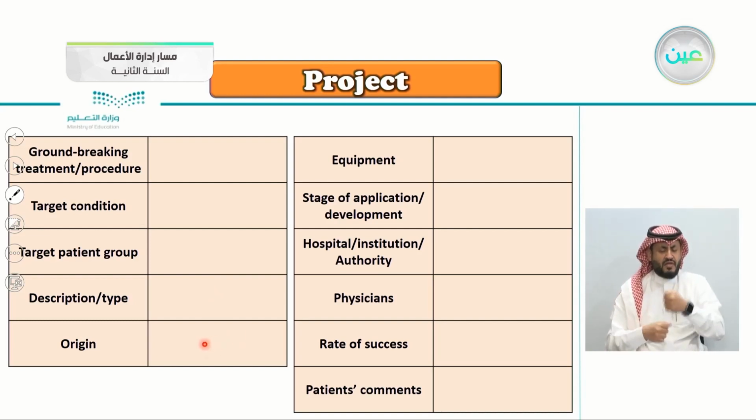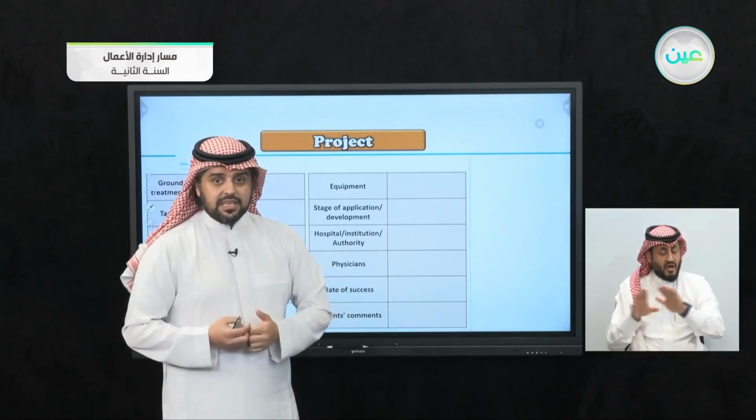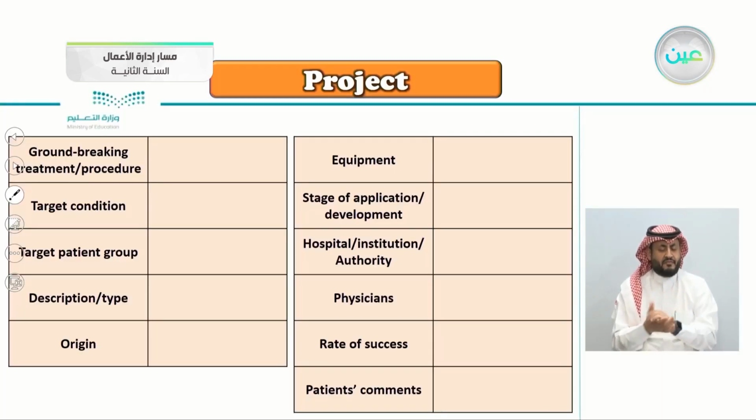The origin, of course, the origin of this treatment. What is the equipment needed for this treatment? Stage of application or development here. Hospital, institution, or authority: who is responsible for this treatment? Is it a hospital or an authority or maybe someone else? Physicians, the doctors or the scientists behind this treatment. Rate of success: the rate of success is 100%, 50%, 80%, and so on. The patients' comments: what did the patients say after they received this treatment?